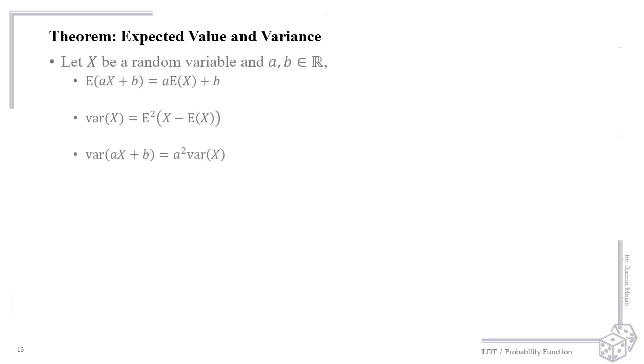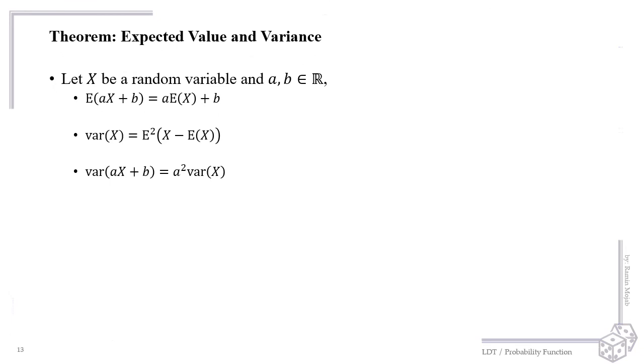We can prove some equalities here. For example, let X be a random variable and a and b be two real numbers. Here, the expected value of aX plus b equals a times the expected value of X plus b. We can use one of the properties of the Lebesgue integral and easily prove this equality.